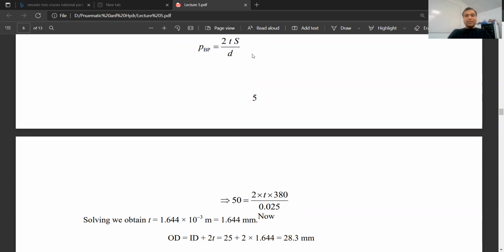Now, when you rearrange this, it will become 50 times 0.025 divided by 2 times 380. And that will give you the answer for the thickness.